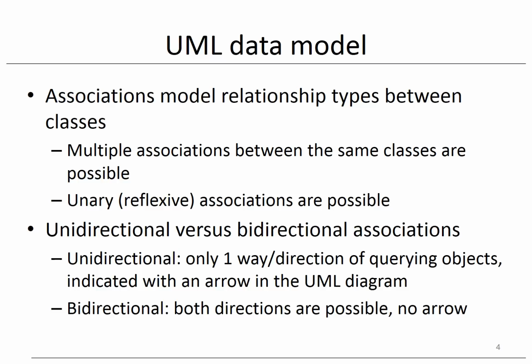Analogous to relationship types in the ER model, classes can be related using association types. Multiple associations can be defined between the same classes. Also, unary or reflexive associations are possible, where a class engages into a relationship with itself. Associations can be further augmented with direction reading arrows, which specify the direction of querying or navigating through it. In a unidirectional association, there's only one way of navigating as indicated by the arrow, whereas in a bidirectional association, both directions are possible and hence there is no arrow.